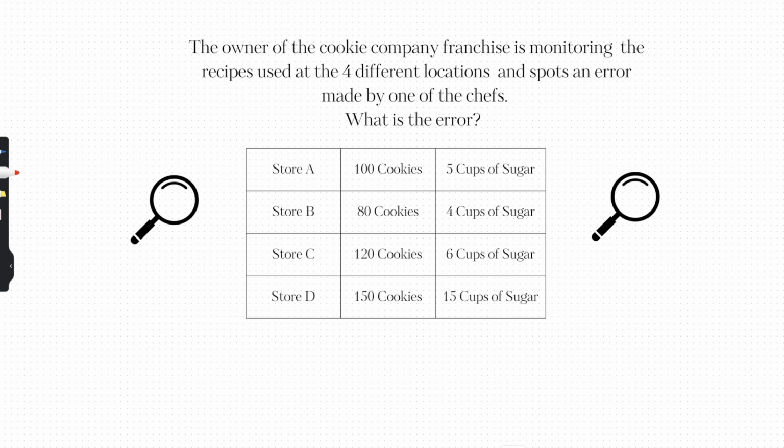So let's take a look at this information. Store A, in order to make 100 cookies, needs 5 cups of sugar. Store B, in order to make 80 cookies, needs 4 cups of sugar. Store C, in order to make 120 cookies, needs 6 cups of sugar. And store D, in order to make 150 cookies, needs 15 cups of sugar. So here's my first question for you. Does one of these look a little bit different than the other? And we'll talk about why in a little bit. So let's try to figure out which one is different.